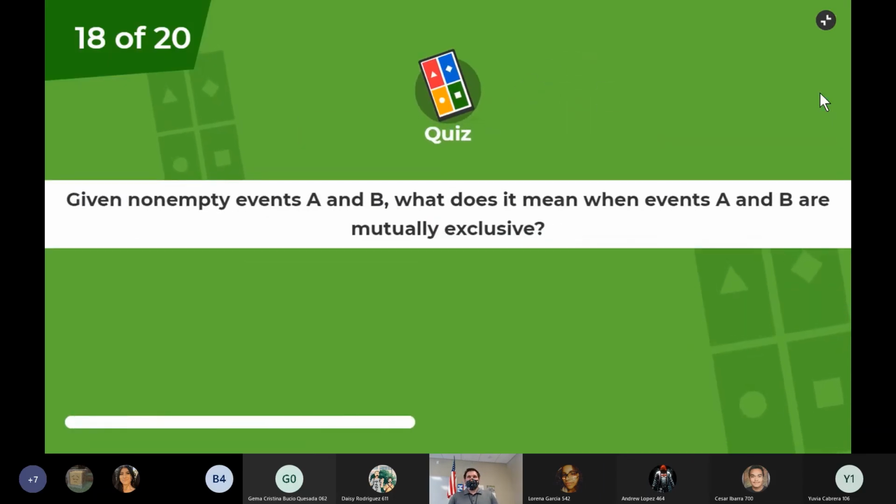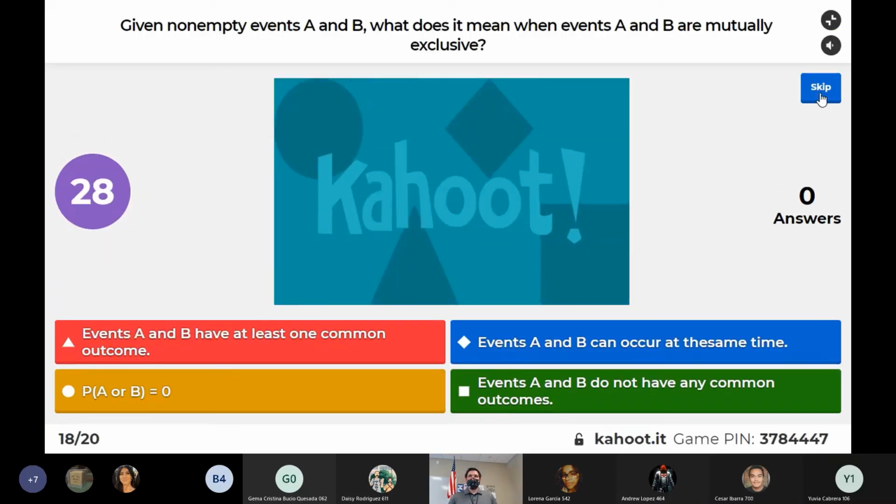Given non-empty events A and B, what does it mean when events A and B are mutually exclusive? When it says non-empty, it just means that things are there.